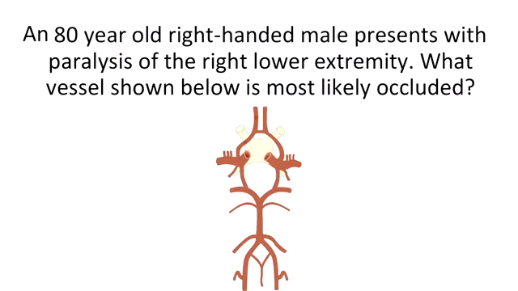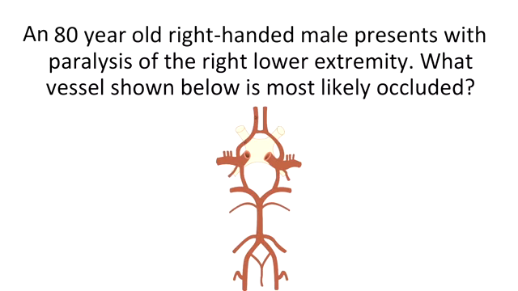Okay, here's another question. An 80-year-old right-handed male presents with paralysis of the right lower extremity. What vessel shown below is most likely occluded? In order to get this question right, you need to be familiar with the circle of Willis and the vascular supply of the precentral gyrus.